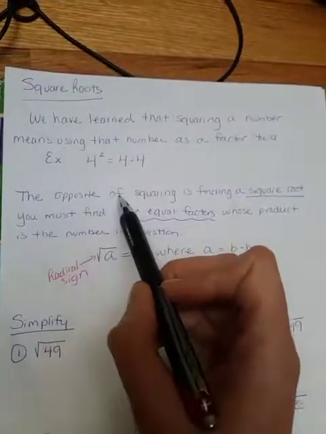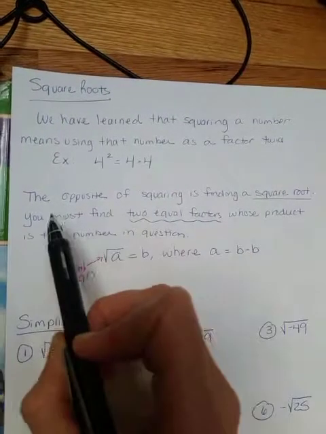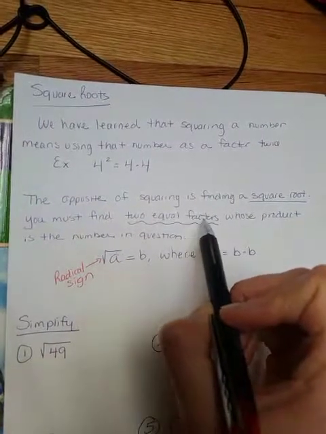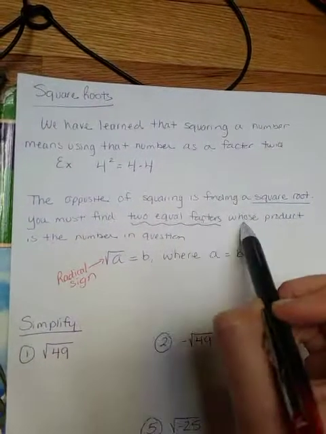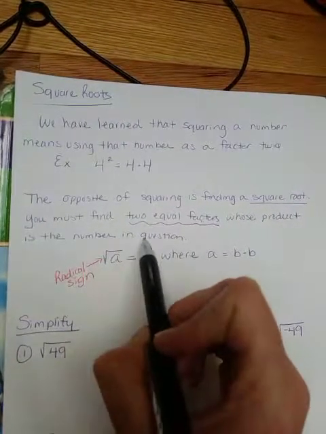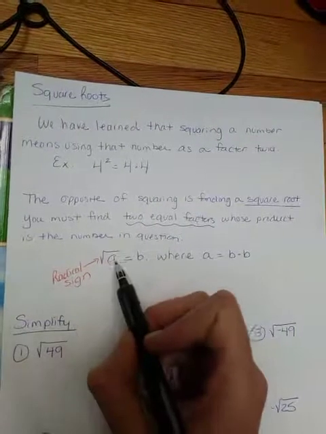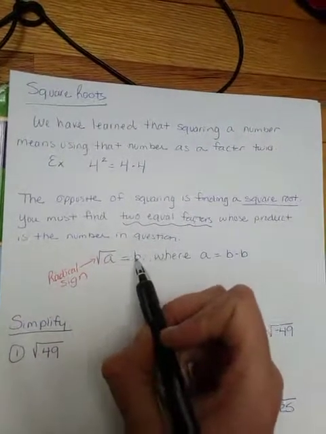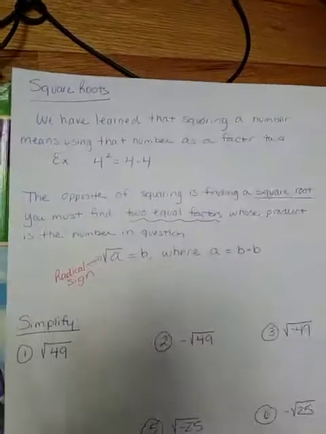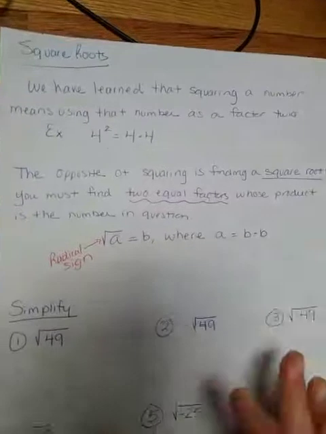The opposite of squaring is finding a square root. To do this, you must find 2 equal factors, or just 2 equal numbers, 2 numbers that are the same, whose product, which just means to multiply, is the number in question. So what does that mean? If you had the square root of A equals B, that means B times B equals A. This right here is called the radical sign, or the square root sign.